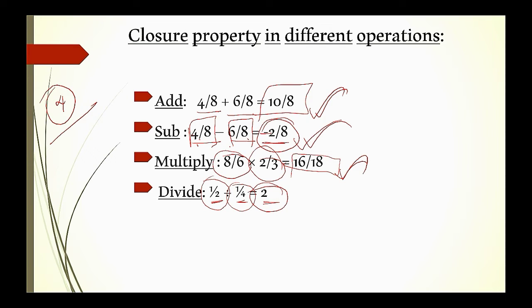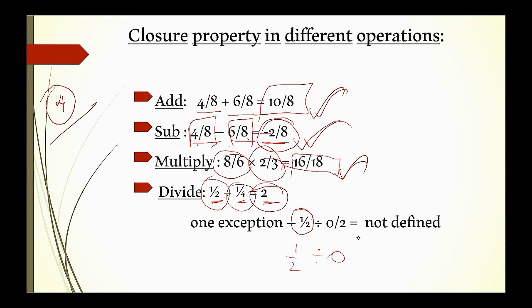But remember, there is one exception. That one exception is when I divide a rational number by 0, the answer is not defined. We know that 0 is also a rational number, but when dividing by it, the answer is not defined. Therefore, division is not closed under closure property.